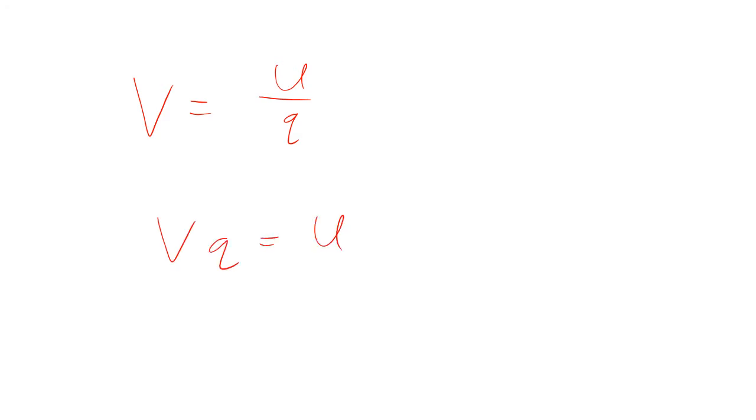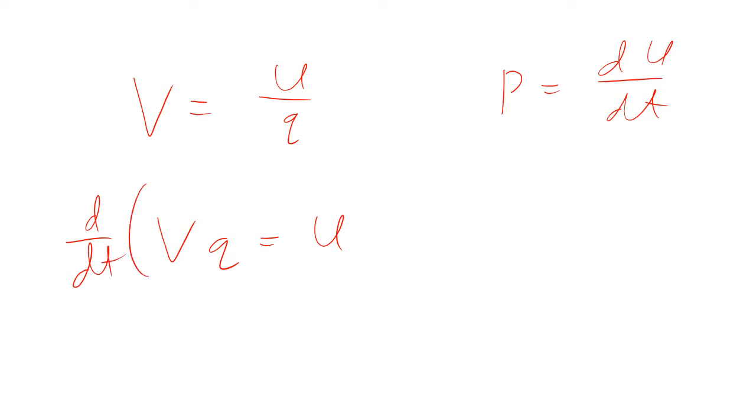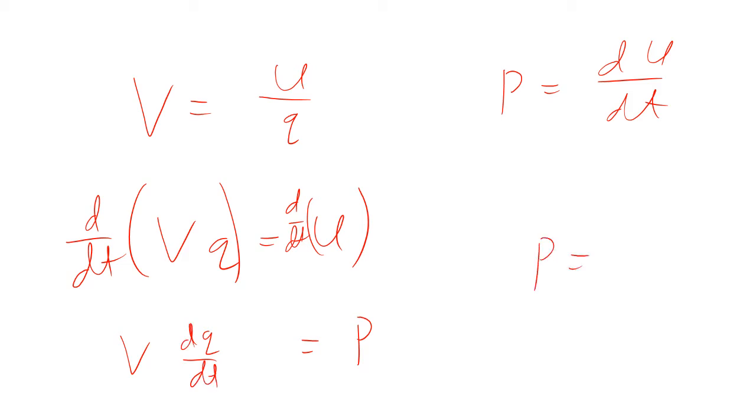So I want to know power. Power is the rate of change of energy. So I take a derivative of both sides here. And so the power, if the voltage stays constant, will be V dQ/dt. Well, dQ/dt is just current. So P equals IV. All right, so here we have a relationship for power. Power equals IV. That's true.